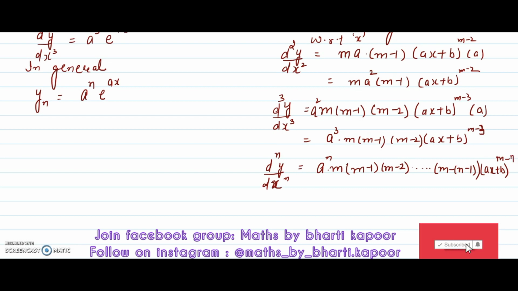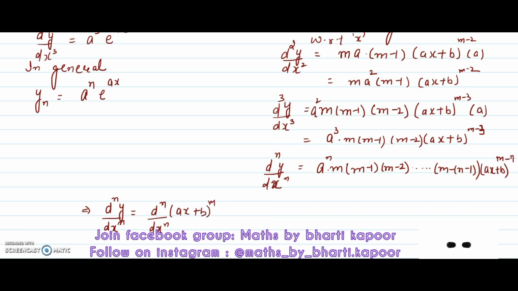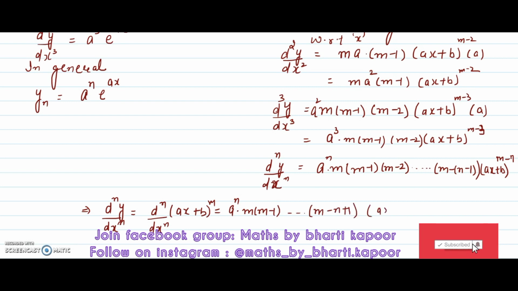So we can rewrite it like this: the nth order derivative of y, or the nth order derivative of ax plus b raised to power m, is equal to a raised to power n, m into m minus 1 up to m minus n plus 1, into ax plus b raised to power m minus n. So this is true if m is greater than n.